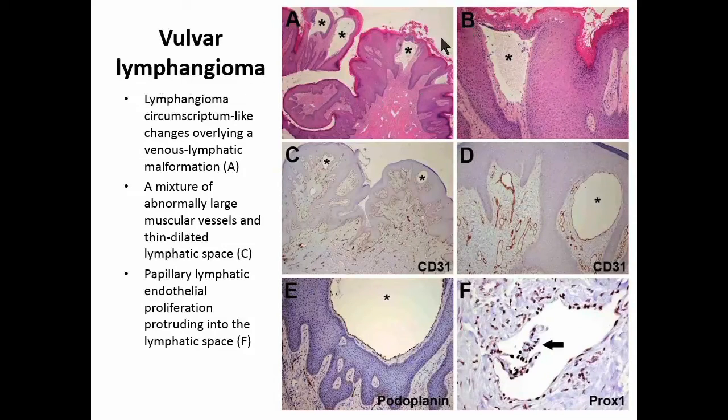And so the histology shows, again, these abnormally dilated, very superficially placed lymphatic spaces. Here's higher power. The lesional vessels do express CD31 and, of course, podoplanin. And here's very pretty. You can actually see this papillary endothelial proliferation that almost resembles a valve. And all of the cells that are lining it are PROX1 positive.